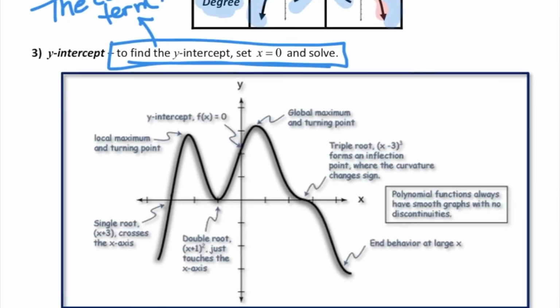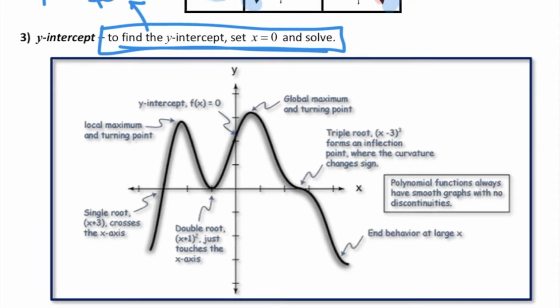And here at the bottom of the page, I have a picture for you that kind of talks you through all of those things. If you are wanting to be a little bit more picky, although I'm not going to require this, you can look at your mins and maxes and turning points. And we've talked about global is the same as absolute minimum and maximum, local or relative minimum and maximum. And it gives you pictures of your single root, your double root, and your triple root, and what those shapes look like.